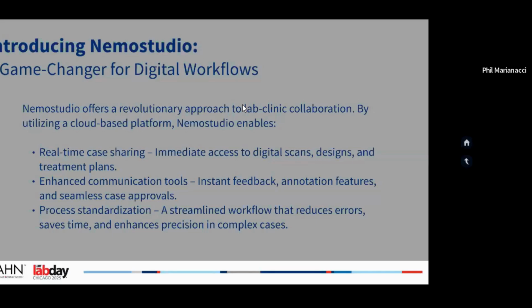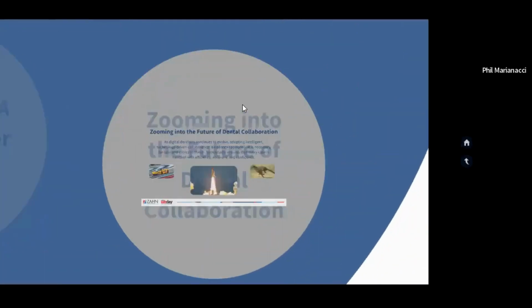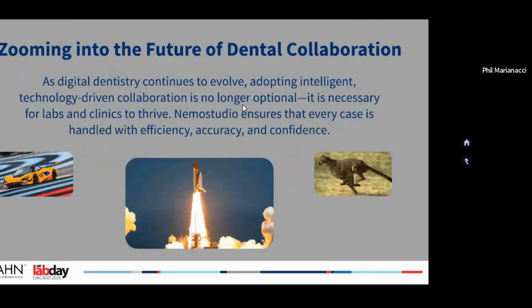And so real-time case sharing, immediate access to digital scans, designs and treatment plans, enhanced communication tools, seamless case approvals. That's a thing that sometimes we wait on by phone calls back and forth. And process standardization. As your lab grows, the easier way to grow is to standardize the process. And so it reduces error, saves time, and it helps with those complex cases. So, like I said, I think we've got to start going this way. I think it's really essential to adapt to integrating software. Having a lot of tools all in one place, or as many as we can, is really crucial now, and I know it will be for the future as well.